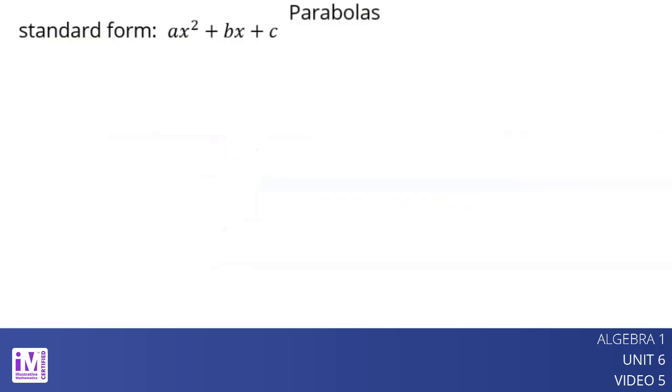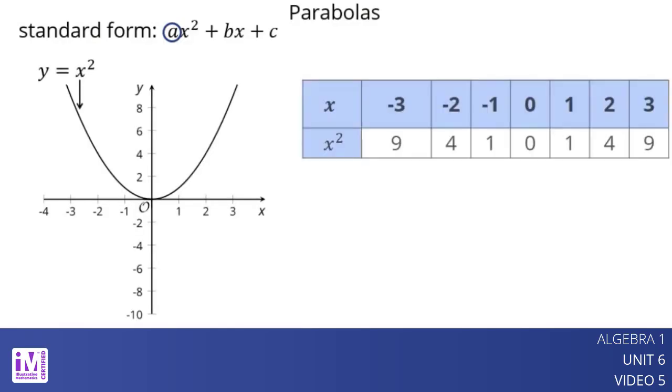The coefficient of the squared term in a quadratic function also tells us something about its graph. Here is a graph and table for y equals x squared. The coefficient of the squared term in y equals x squared is 1. Its graph is a parabola that opens upward.